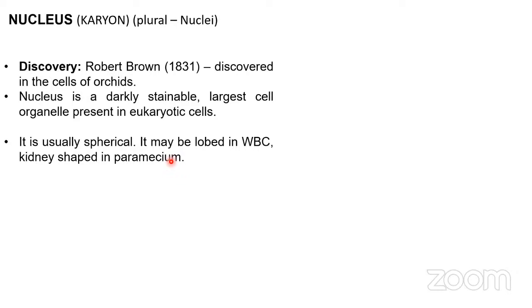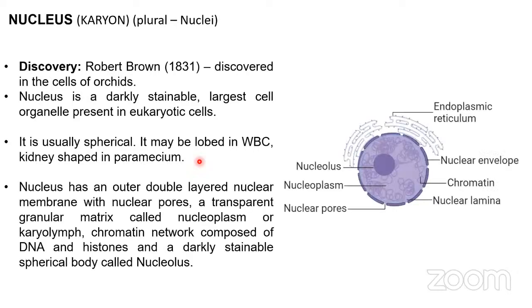So the word karyo is related to the nucleus. Whenever it is said dikaryotic, di means two, so that organism has two nuclei. So usually the nucleus is spherical, but it may be lobe shaped or kidney shaped depending on the cells also. As I mentioned, the nucleus is also the third organelle that has a double membrane structure. So it is a double layered nucleus.